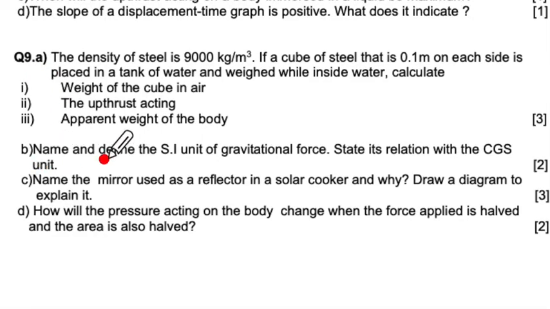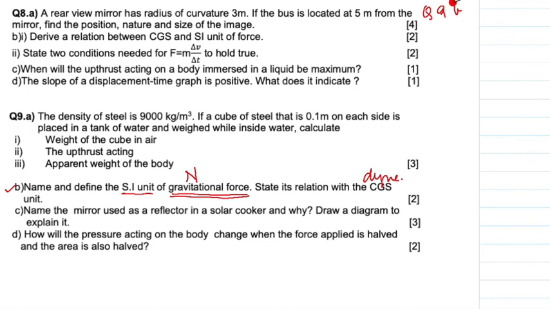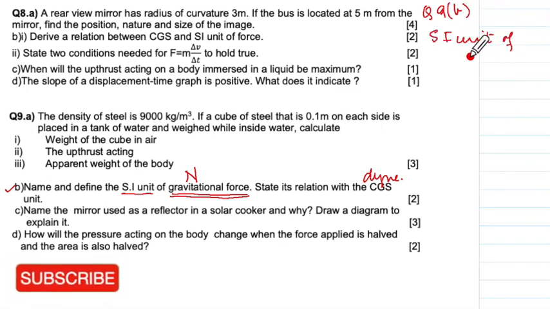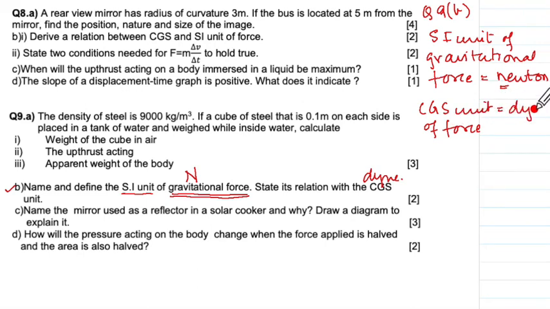Okay? Question 9b. Name and define the SI unit of gravitational force. Now, gravitational force is a force, so the SI unit will be Newton. And state the relation with the CGS unit, so that will be dyne. So we are going to say, question 9b, SI unit of gravitational force is Newton. Remember to write it with small n. And the CGS unit is going to be the same as the CGS unit of force, so that will be dyne.